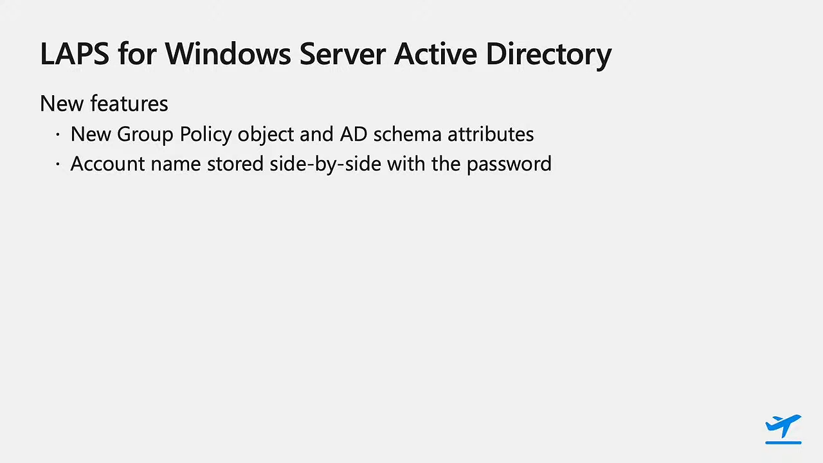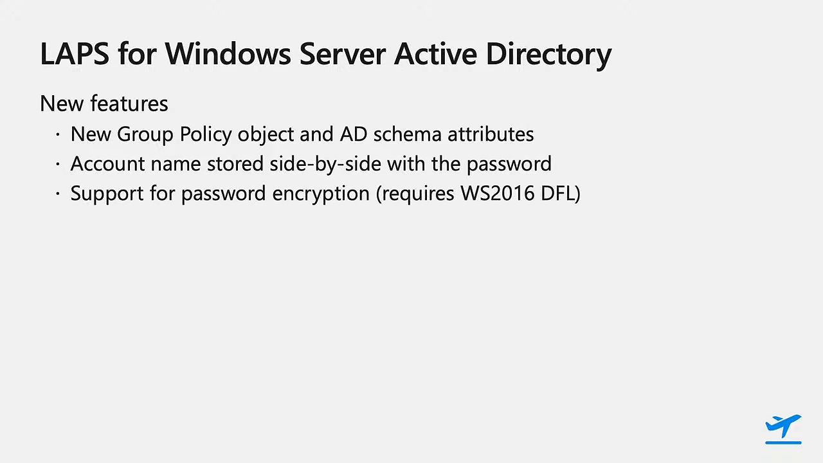You had to guess or infer or go look at the policy to figure out what the account name was. Now we have that stored side by side with the password, so there's no guessing or looking up. The account name and the password come together as a matched pair. I should add, that's also there in the Azure support as well.